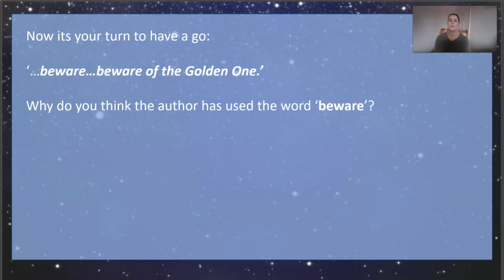Okay, so there was a quote on one of the pages, "beware, beware of the golden one." Why do you think the author has used the word beware? So you need to go back to the text, you need to find this in chapter 3. It'll be on one of the pages that we've looked at. And I want you to have a read around and think, why do you think the author has used the word beware? So pause the video and jot down what your answer might be.